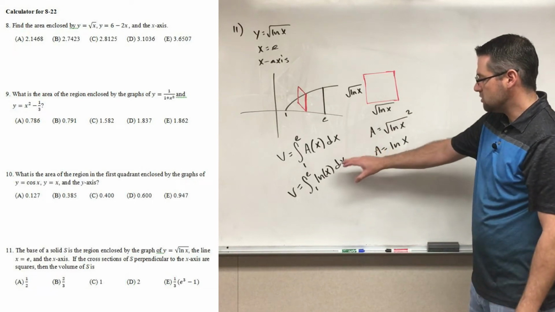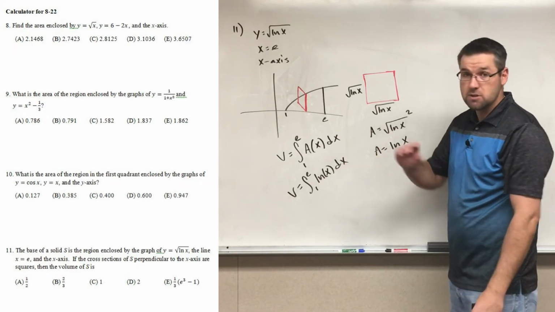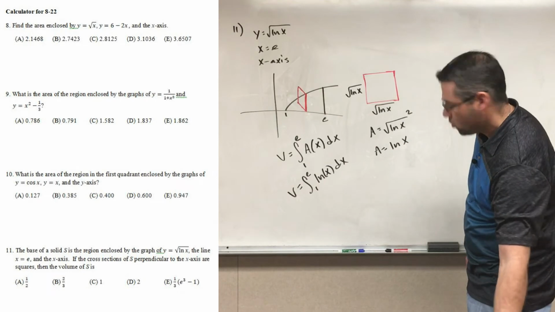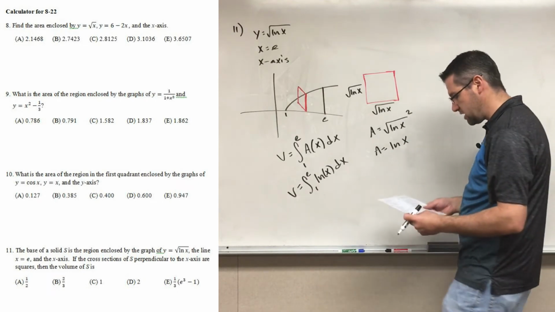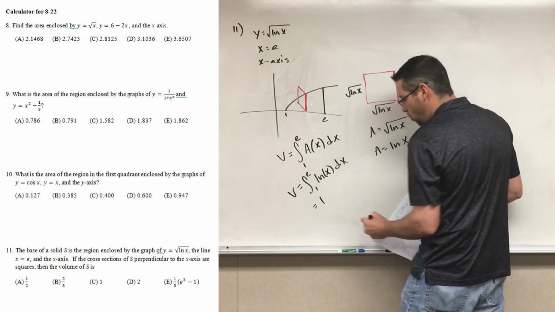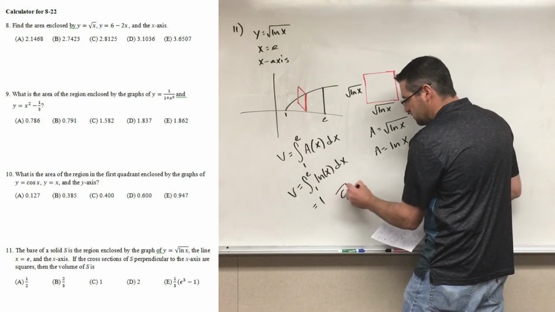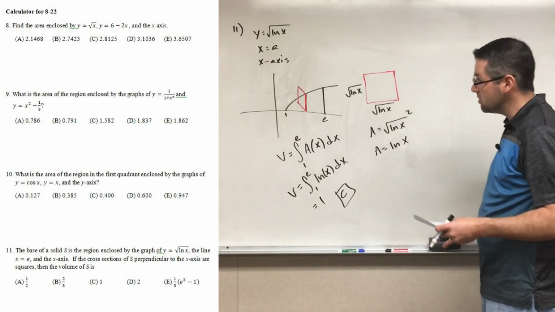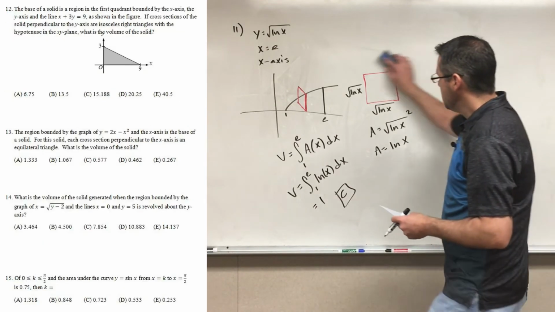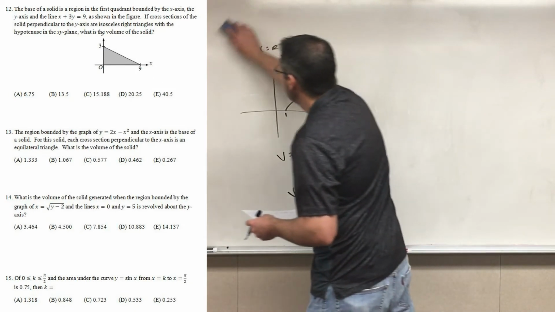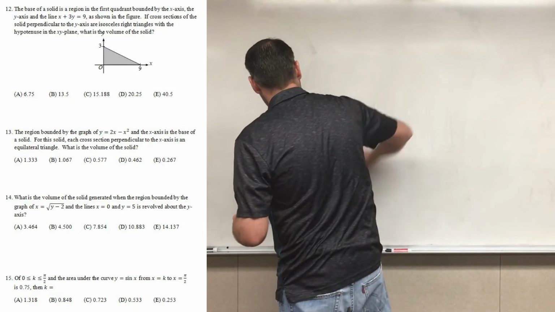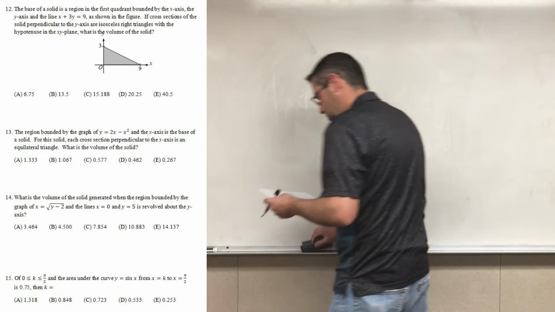If this was a calculus 2 concept, then you could do this without a calculator. But this is a calculator problem for our sake. And so the result here is just 1, which is C. All right, that's number 11. Number 12. Whew, we're getting there. There's a lot of problems here. I get it. Number 12.